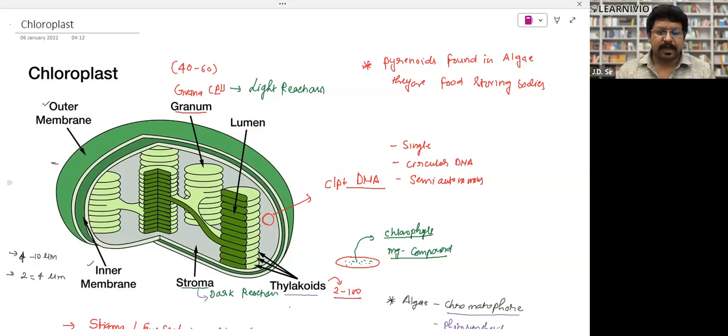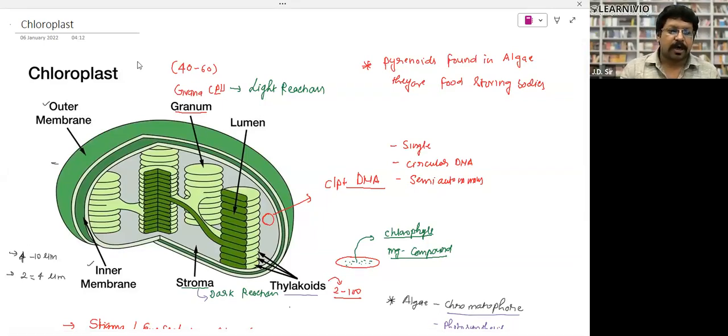Inside the membrane, there is a gel-like substance. In mitochondria, we call that matrix. Here we call it stroma, right? Inside this gel-like substance, the stroma, there are some structures. These structures are called granum, right? Every granum is made up of small saucer-like, or we can say biconvex, structures. Every granum is made up of 40 to 60 of these structures.